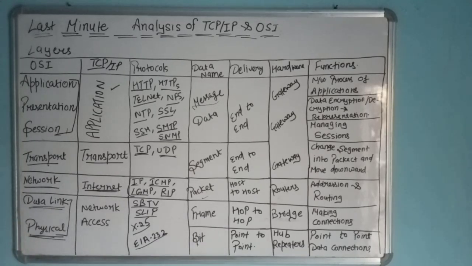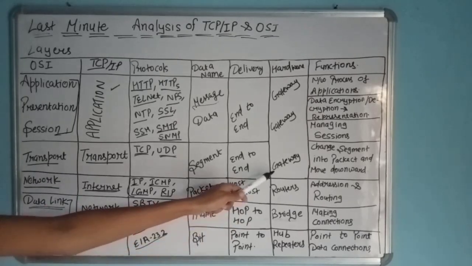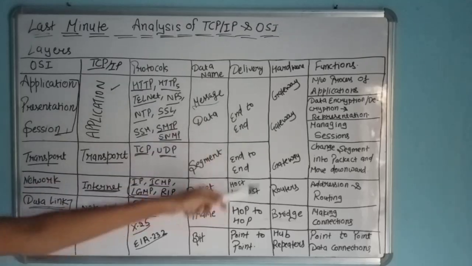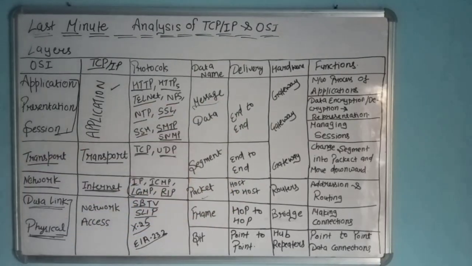Now we will discuss the hardware that is used in different layers. In the physical layer we can use hubs and repeaters. In the data link layer we can use bridges. In the network layer we use routers. In the transport layer we can use gateways, and in all these layers we can use gateways as hardware. Next we will discuss the functions of all these layers.